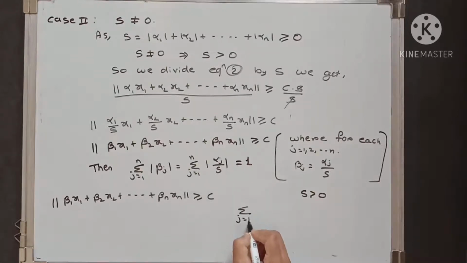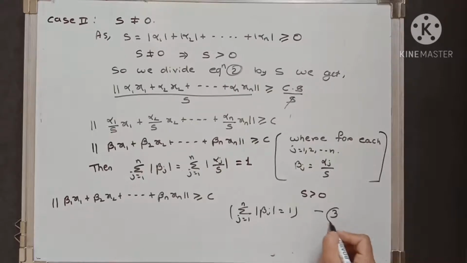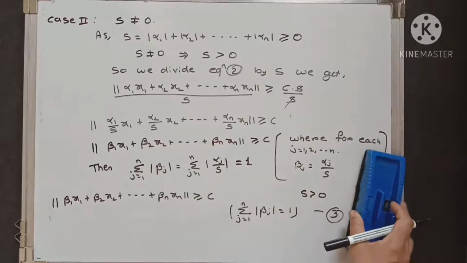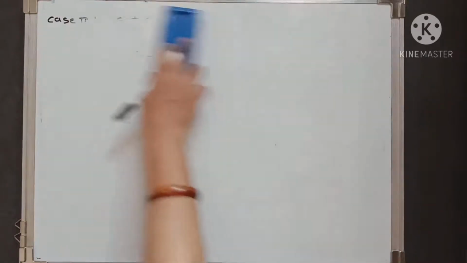Summation j from 1 to n of mod of beta j equals 1. We give it the equation number 3. Norm of beta 1 x1 plus beta 2 x2 up to beta n xn is greater than or equal to c, with summation j from 1 to n of mod of beta j equals 1. That means our equation 1 now reduces to this form, equation 3.